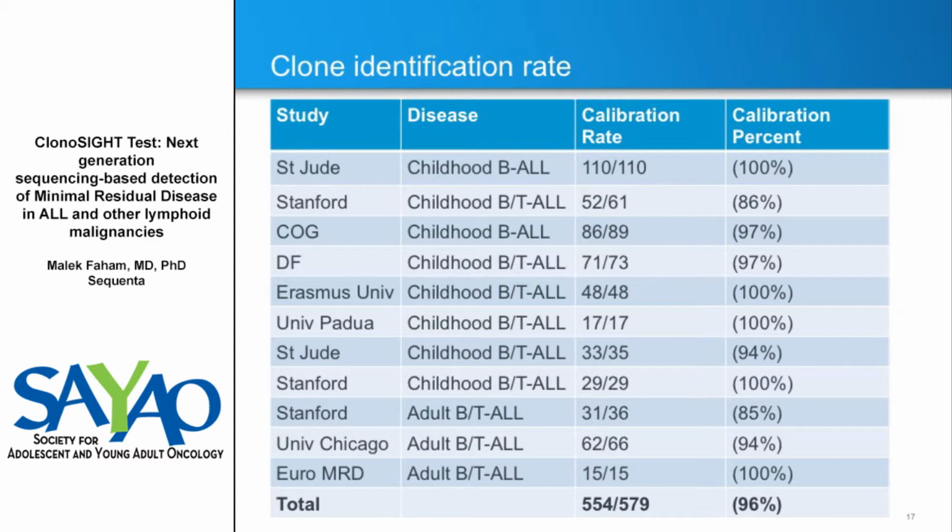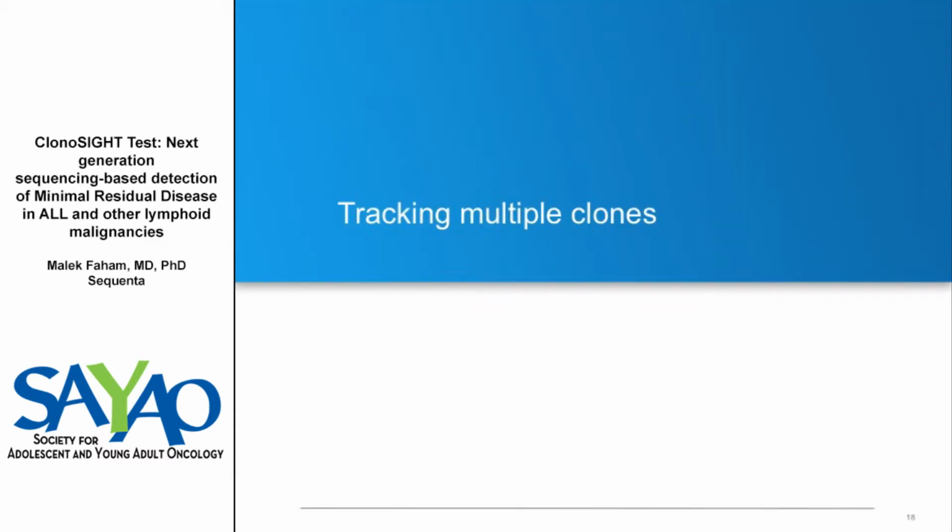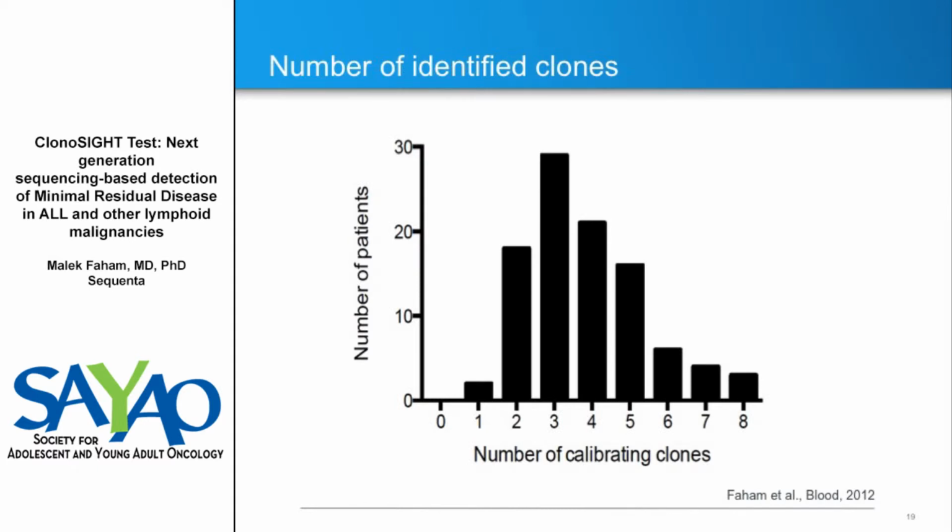The answer is that in the vast majority of cases we are able to do that. Generally, we will be able to find a cancer clone in more than 95% of cases of ALL. Tracking multiple clones: when we identify a clone, we may identify more than one sequence, not just one. And just to say, there's a little bit of confusion when I say clone. It doesn't necessarily mean a different cell. It could be two different sequences in the same cell.